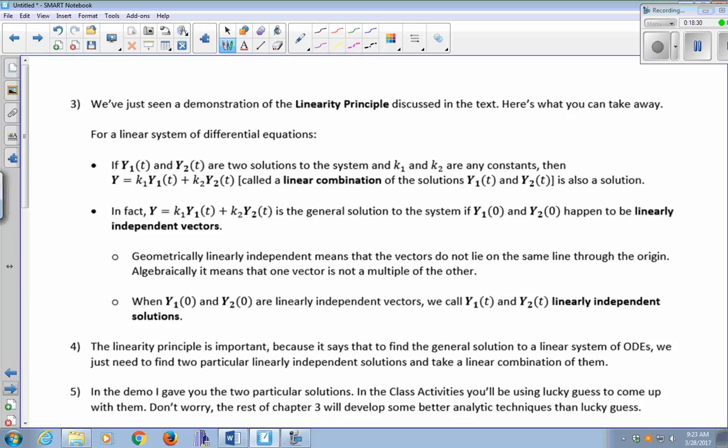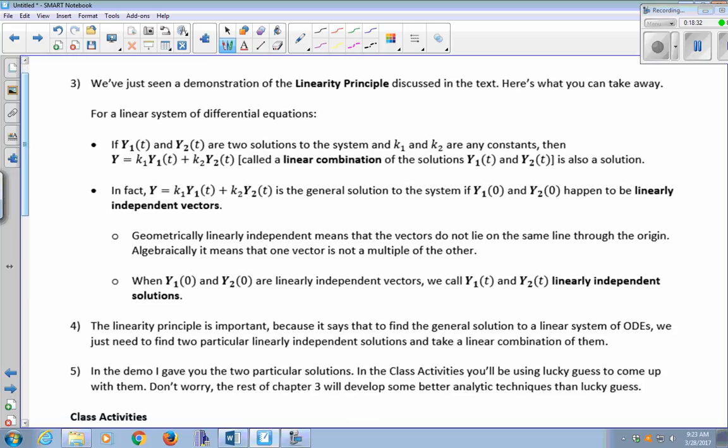All right, so that was a demonstration of the linearity principle as discussed in 3.1 of your text. Here's what you can take away. The reading is a little bit confusing about the linearity principle, but there's just a couple of key points. If y1 and y2 are 2 solutions, like the y1 and y2 I initially gave you, and k1 and k2 are constants, then any linear combination of y1 and y2 will also be a solution. So we showed one example where I picked k1 and k2 to be 2 and 3, and it worked.